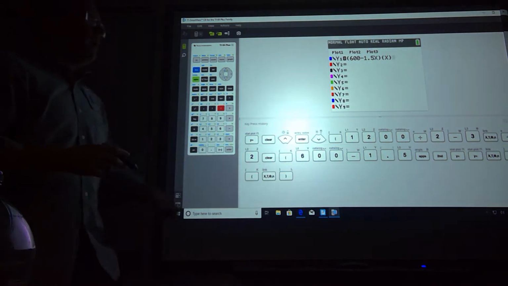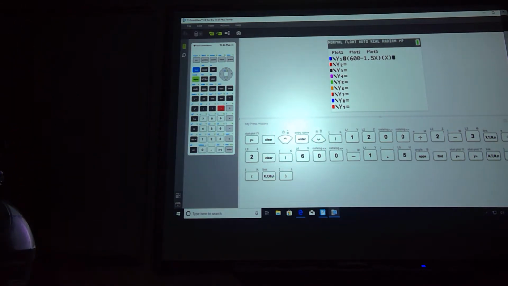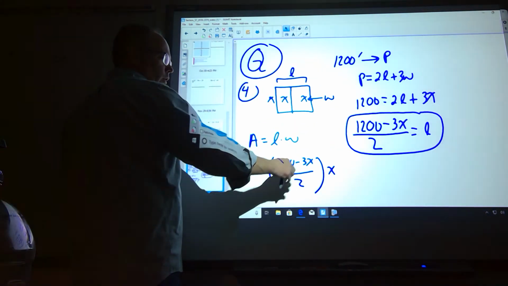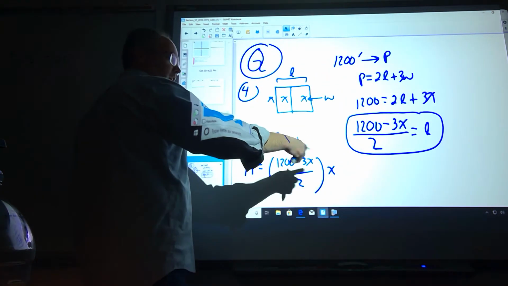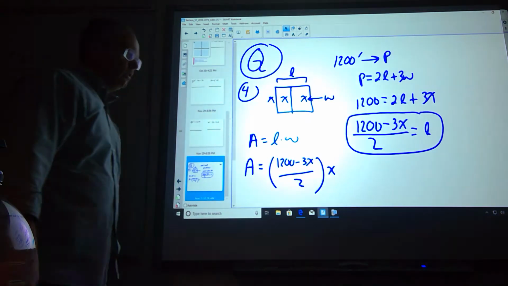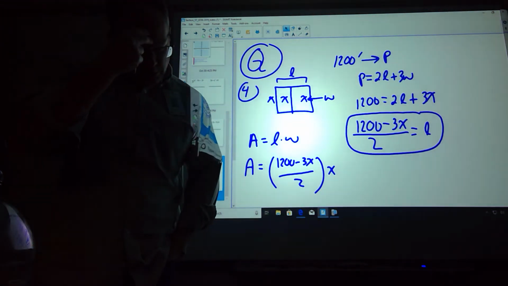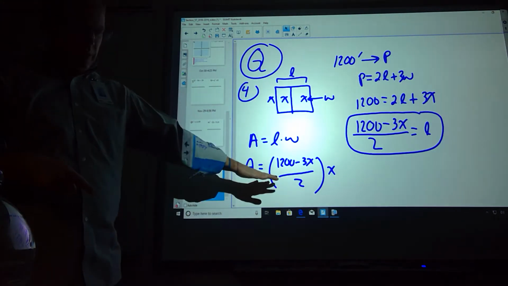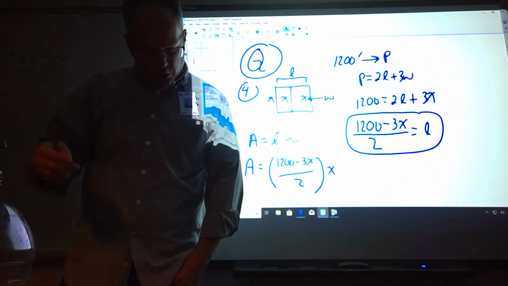Okay. Why did I put 600 minus 1.5x? So I didn't have to deal with the fraction. All I really did is break this into 1,200 over 2, which is 600, and break that into negative 3 over 2, which is negative 1.5 times x. Is that okay so far? So give an expression with length. We already have that. Write the quadratic function for the area of the rectangle. It's right there. And what are the dimensions of the largest such enclosure?